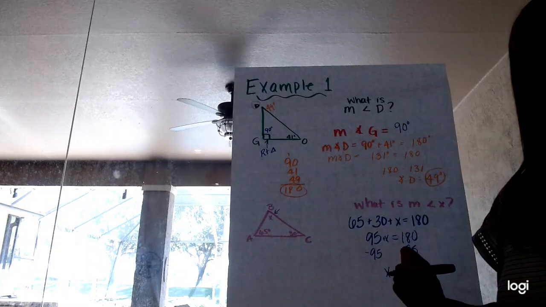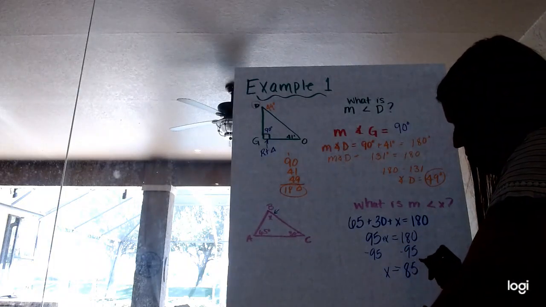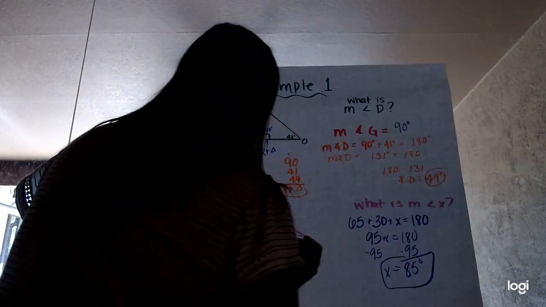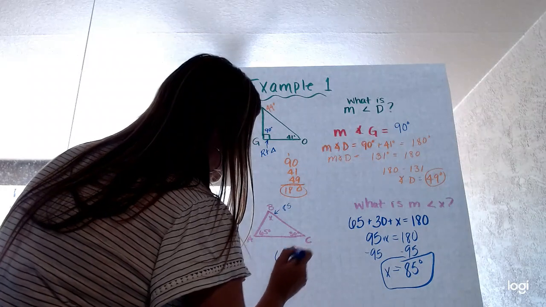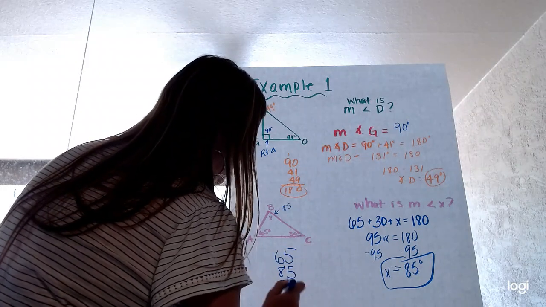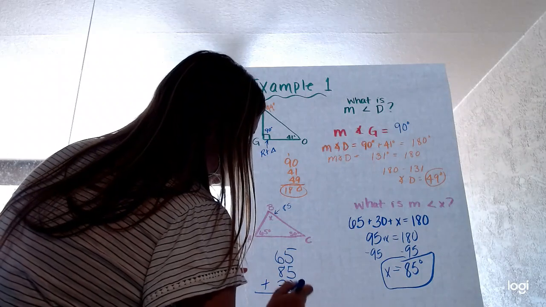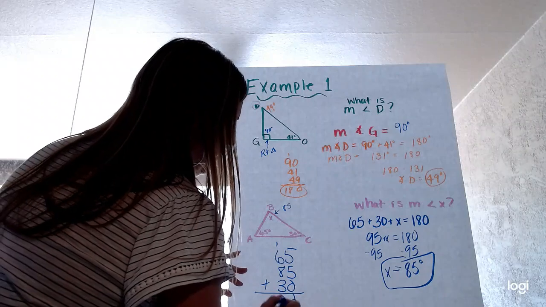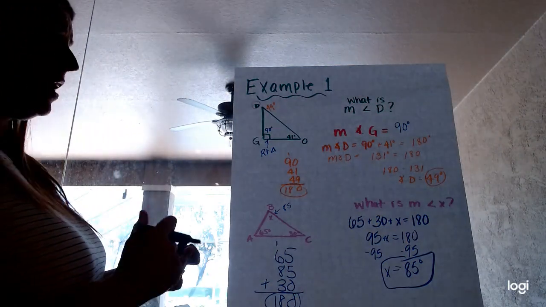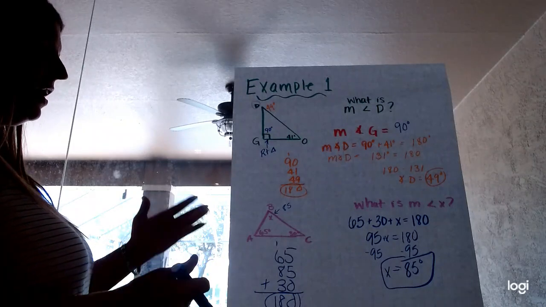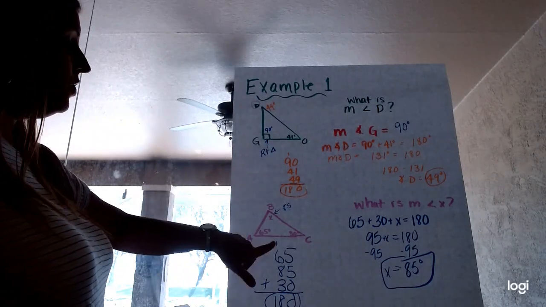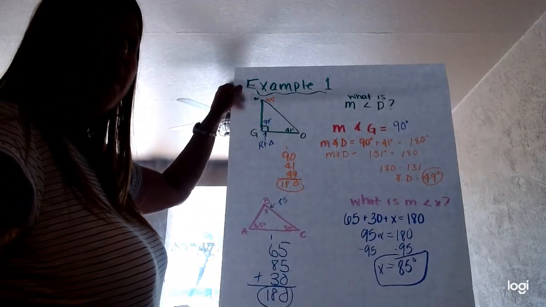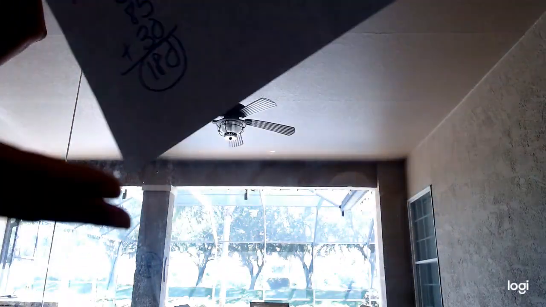So x is going to give me 85 degrees. And if you want to double check your work, 65 degrees plus 85 degrees plus 30 degrees: 5 plus 5 is 10, 6 plus 1 is 7, plus 3 is 10, plus 8 is 180 degrees. And you guys have your calculators to use. I don't have the calculator to show you. All I'm doing is adding these two angles plus this to get to 180 degrees, because every triangle is going to add up to 180 degrees.